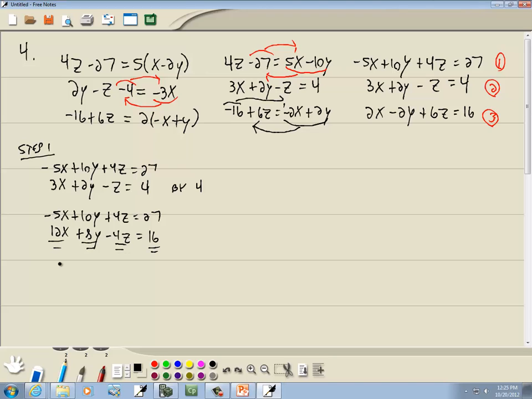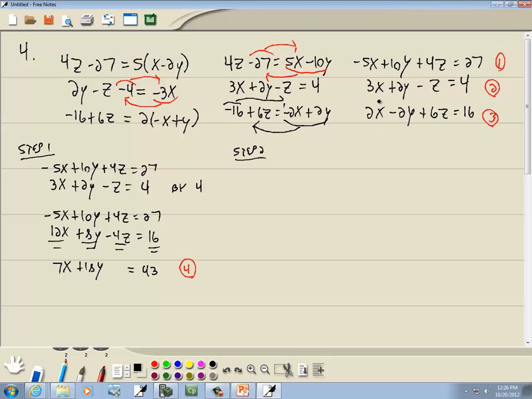Negative 5x plus 12x is 7x. 10y plus 8y is 18y. 4z minus 4z drops away. 27 plus 16 gives us 43. And that's our fourth equation: 7x plus 18y equals 43. Okay. Step 2.